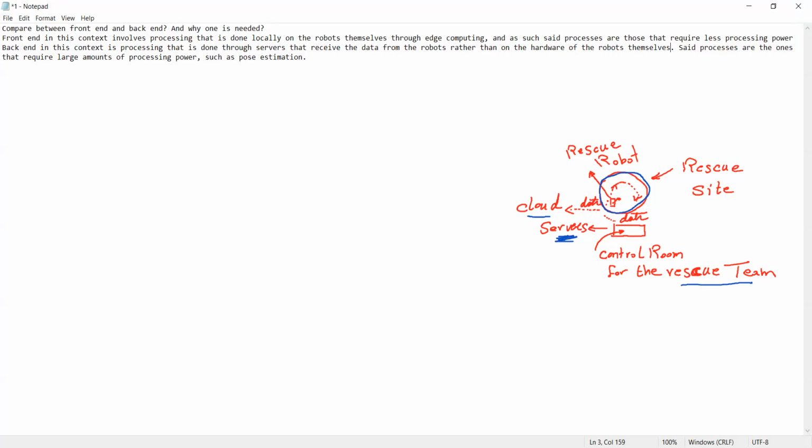So it's either near, maybe less than 100 meters away from the rescue site, you will have this control room for all the rescue team, or even maybe nearer. There they will have some kind of processing power, and if they don't have it, then it will be used from the cloud. Did that make sense? Yes. Okay, then continue, please.